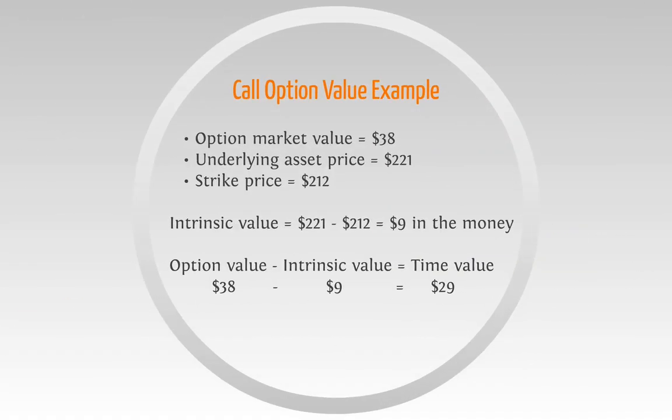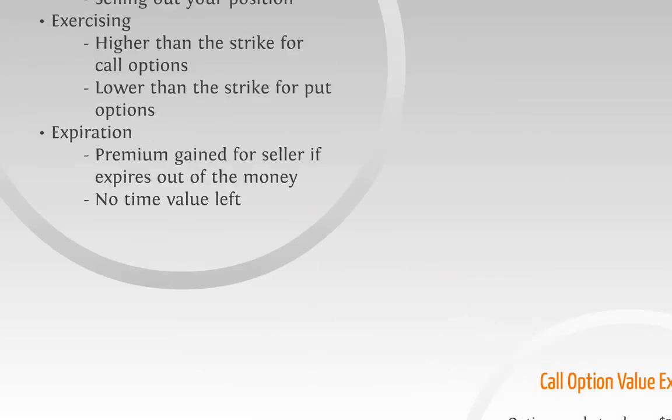Let's go over an example of that. We have an option with a market value of $38 and a strike price of $212. Since the underlying asset market price is $221, we're $9 in the money. That's the intrinsic value. The remainder is whatever it is the time value. In this case, it's the option value minus the intrinsic value. So we have a time value of $29 for this particular option.